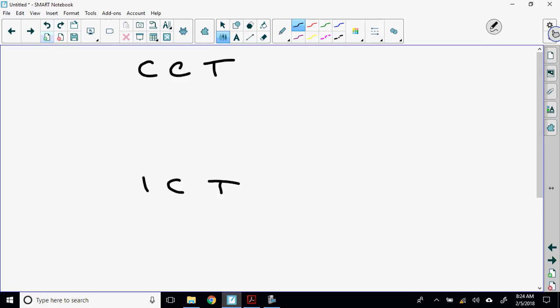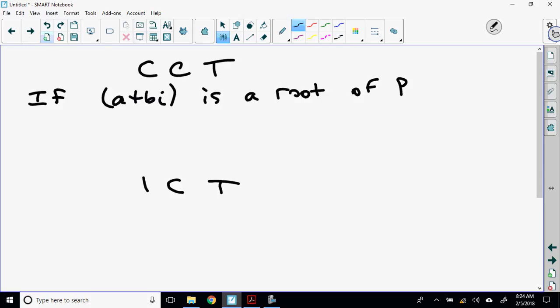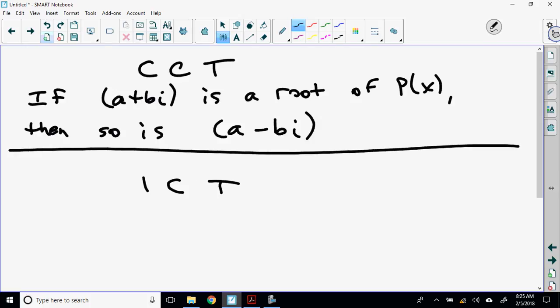Anyway, CCT is short for the complex conjugate theorem, and here's the short and sweet version of it. It says if a plus bi is a root of a polynomial, then so is a minus bi. Now, in case you're wondering what those abbreviations stand for, C stands for complex, C stands for conjugate, and of course T stands for theorem. So that's the complex conjugate theorem. It says complex roots show up in pairs.